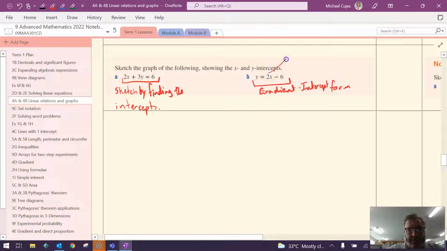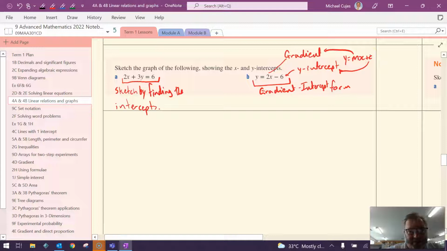The first value always tells me the gradient, a measure of how steep the line is. The second number always tells me the y-intercept. And that's whenever I have y equals mx plus c. The coefficient of x, that's the gradient. The number at the end, that's the y-intercept, because if I let x equal 0, that whole mx is going to be 0, and then y would be equal to c.